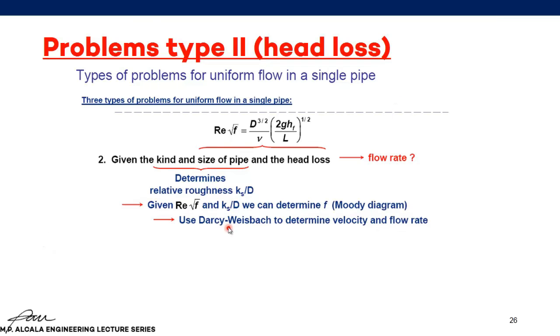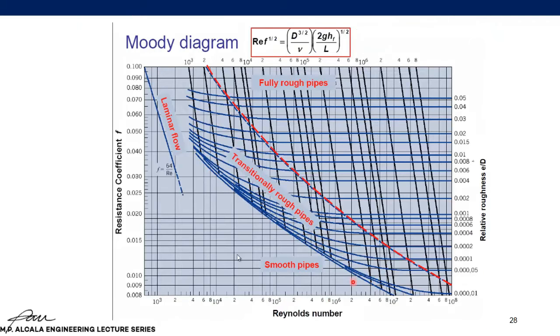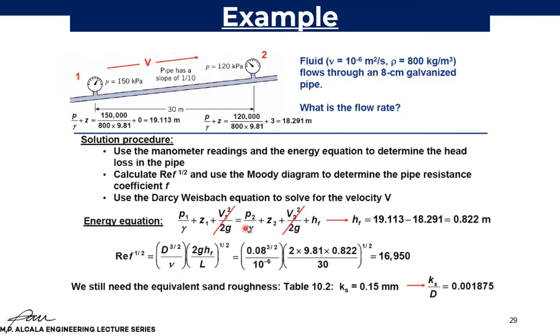Now, how about problems of type 2? Given the kind and size of pipe and the head loss, we are to identify the flow rate. So essentially, you need to have the velocity. Okay? You need to have the velocity and multiply it by the area to get the discharge or the flow rate. These are just guidelines, right? Let's look straightforward. You just need to identify from the Reynolds number. Actually, this will be our last equation for part 1.